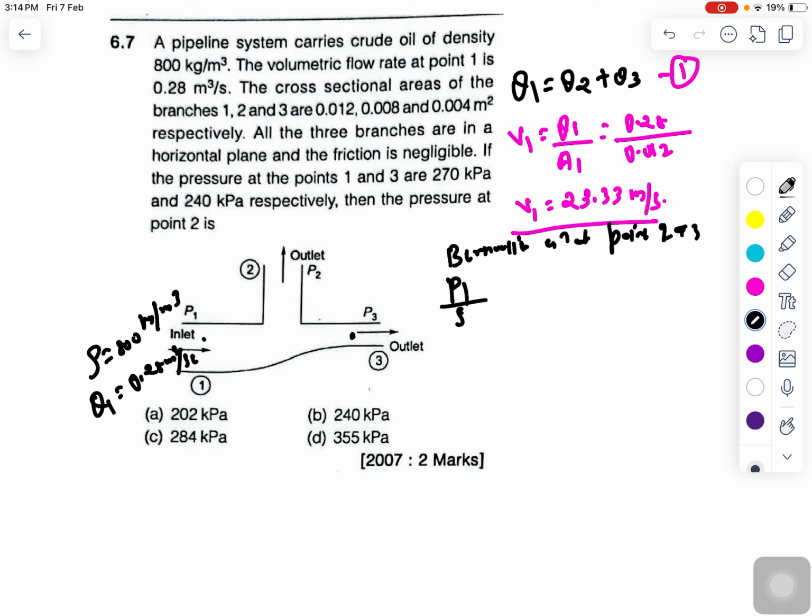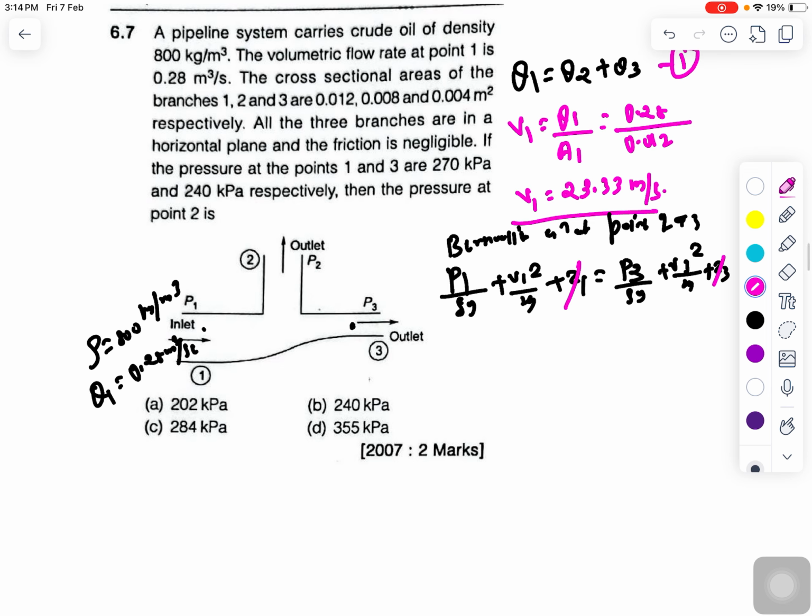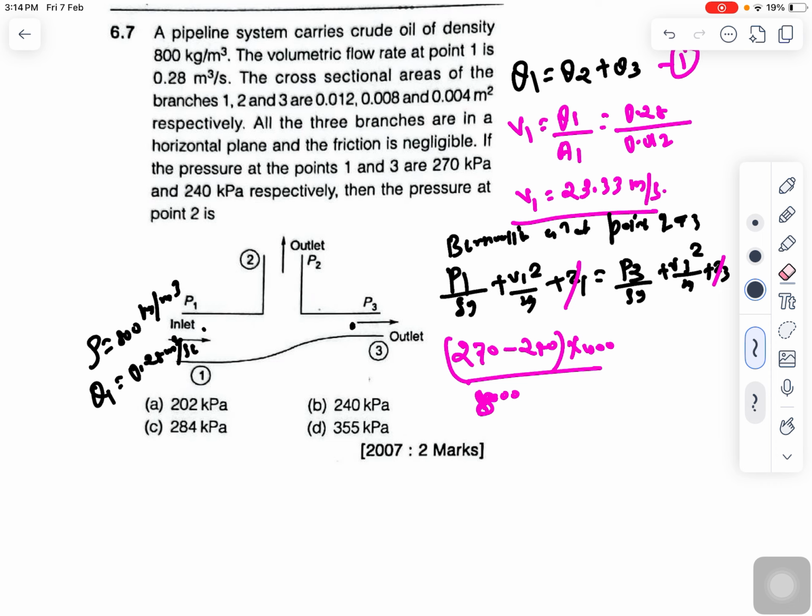What I can say, p1 by rho g plus v1 square by 2g plus z1, that is equal to p3 by rho g plus v3 square by 2g plus z3. Elevation is the same, so z1 and z3 will get cancelled out. So p1 is given to you as 270 and p3 is given as 240. This is in kilopascal, so I'll convert, and rho is 800. Density of the fluid which is flowing through the pipe is 800.